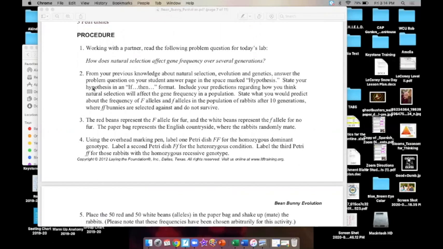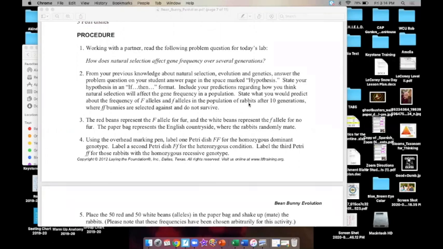From your previous knowledge about natural selection, evolution, and genetics, answer that question on your student answer page in the space marked hypothesis. State your hypothesis in an if-then format, meaning if this happens, then that will happen. Include your predictions regarding how you think natural selection will affect the gene frequency in a population.